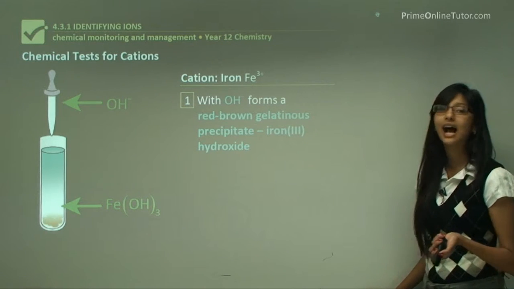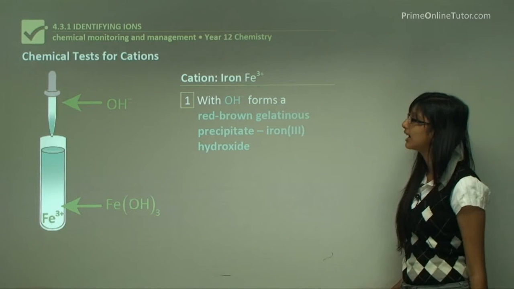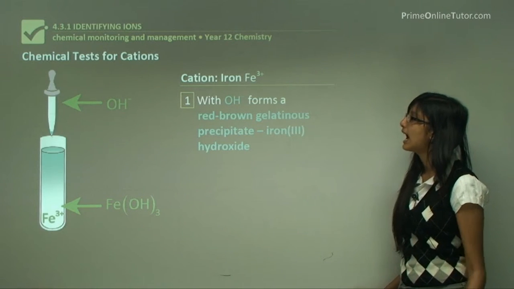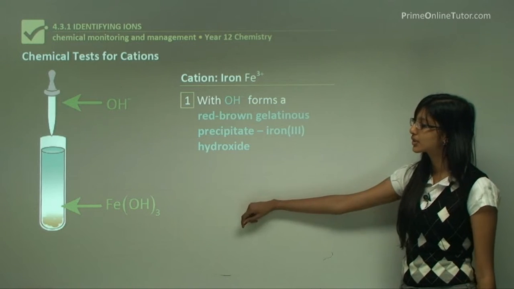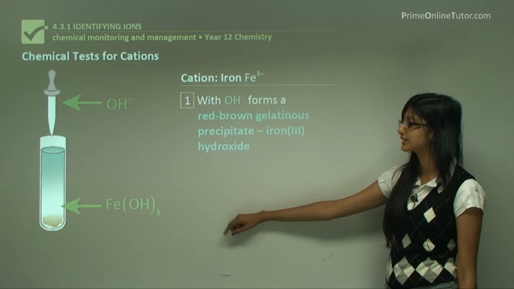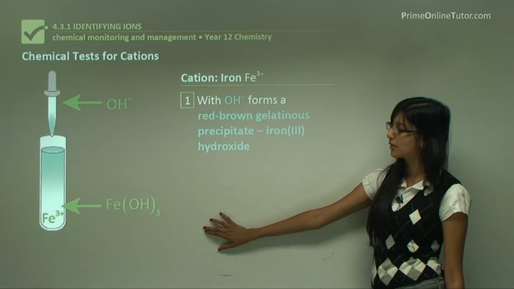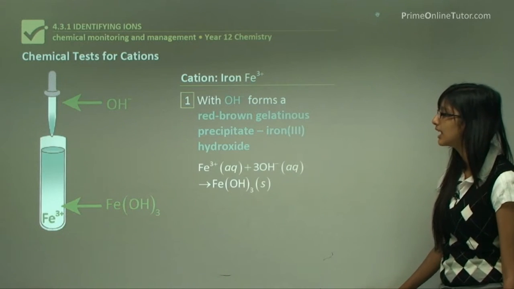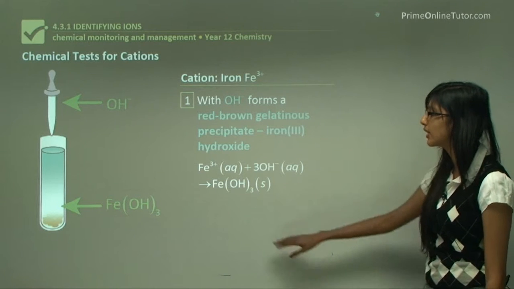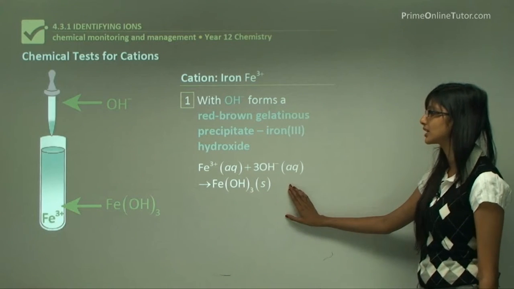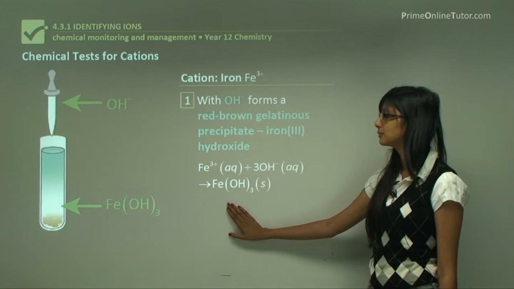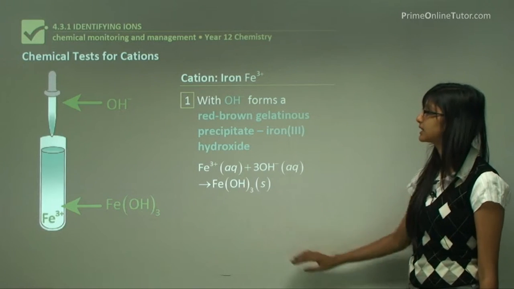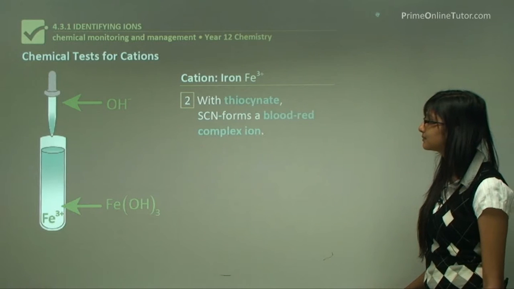Now let's look at iron 3 plus. How can you identify iron 3 plus cation? So if you add hydroxide solution to your test tube, which has iron 3 plus ions, the color should change to a red brownish color, as you can see in the animation. And let's look at our equation. So iron 3 plus 3 hydroxide ions forms iron hydroxide as your precipitate, again solid.